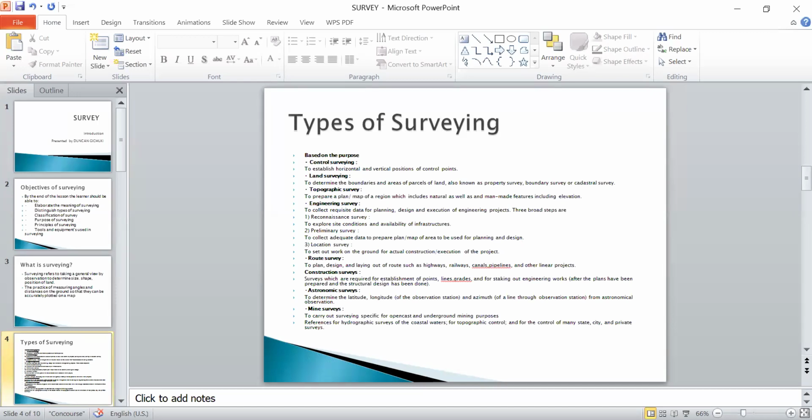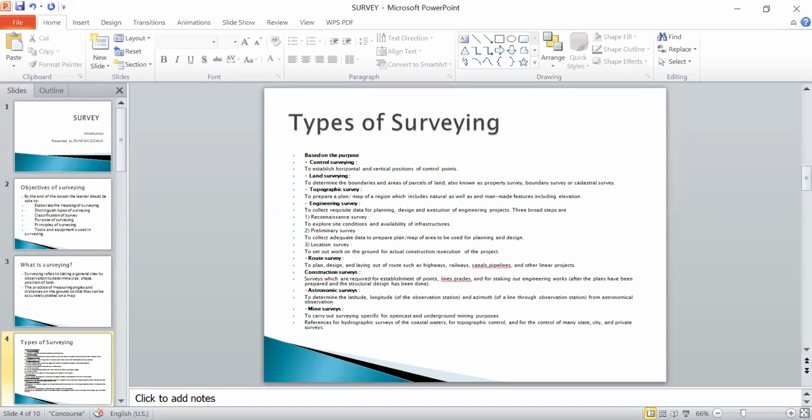Number two is land surveying. It is done to determine the boundaries and areas of parcels of land, and you can also refer to it as the property survey, boundary survey, or cadastral surveying. So this is a survey carried out on land, which is done to show the boundaries between the different owners on a piece of land.